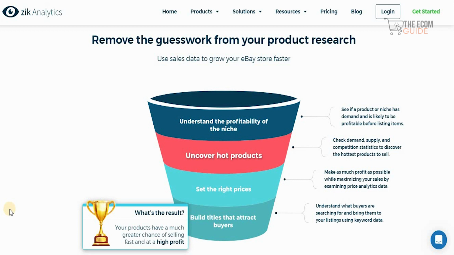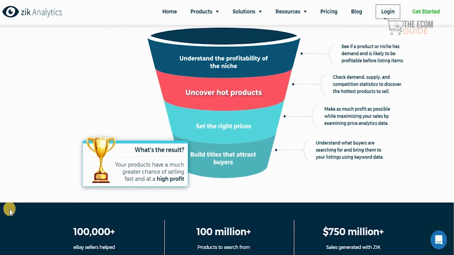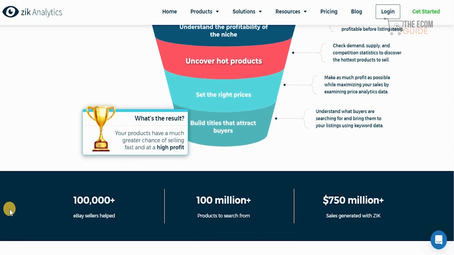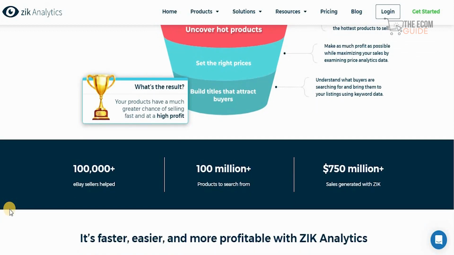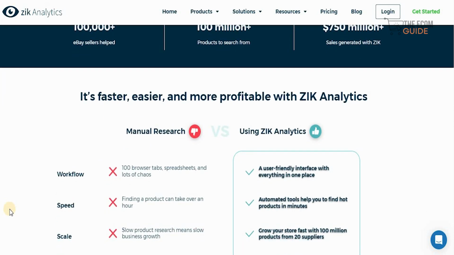You can build titles that attract buyers, and you can see if a product or a niche has demand and is likely to be profitable before listing the actual item. You can check the demand, and you can check the supply and the competition statistics to discover the hottest products to sell and make as much profit as possible, while maximizing your sales. Examining the price analytics and understanding what buyers are searching for and bringing them to your listing using the keywords is faster, it's easier, and it's more profitable if you use Zinc Analytics.